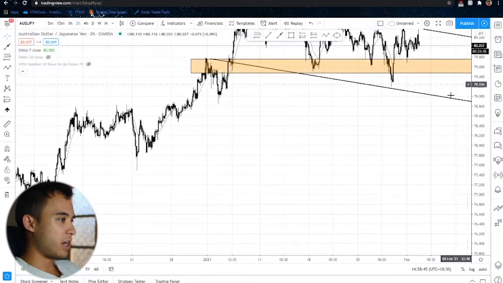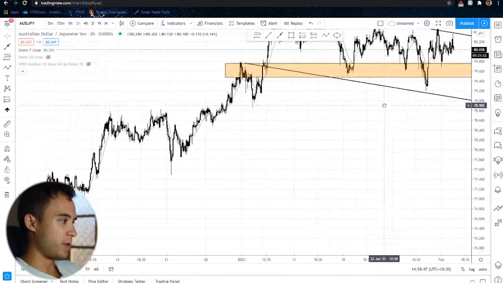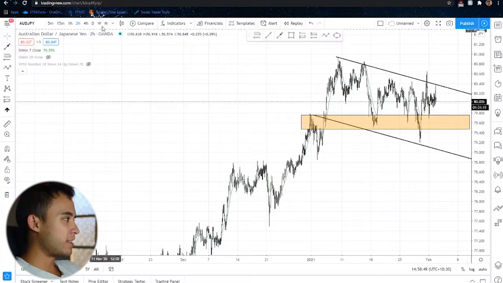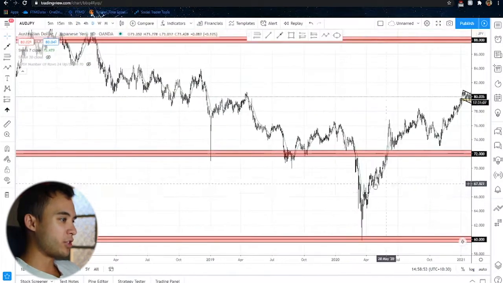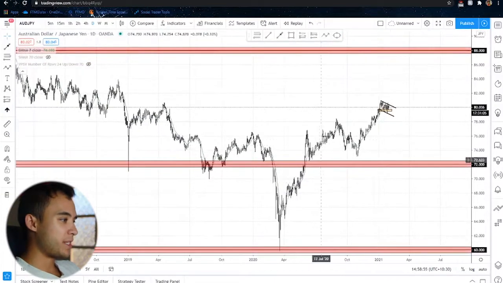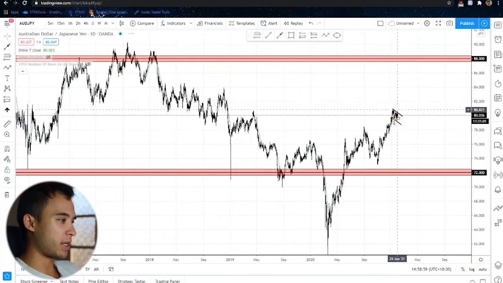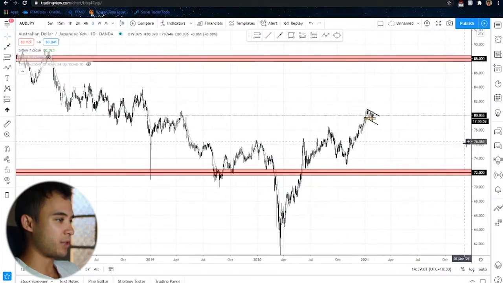So here we have the 2 hour. We're back to this little part that we drew earlier. Seeing as how the pair likes to move from level to level, we just broke into the second third. We did have our retest, and price is making its way up. So I can expect price to be making its way up to the top of the channel.